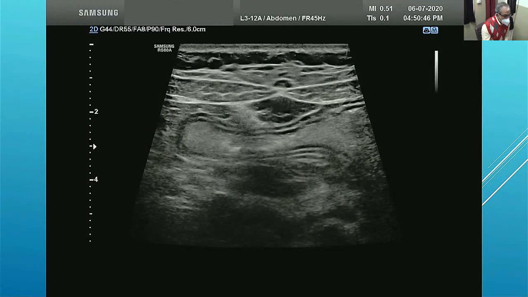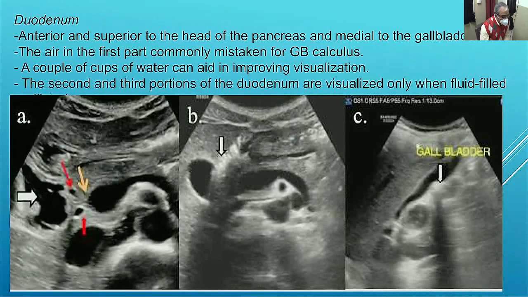When the pylorus opens, whenever there is fluid, you can see the separation of both walls of the bowel, and then again these 5 layers you can see, on the anterior aspect and posterior aspect also. So visualization of all 5 layers, peristalsis, compressibility, these are the features we can very well elucidate on ultrasound, and no other modality can do that.